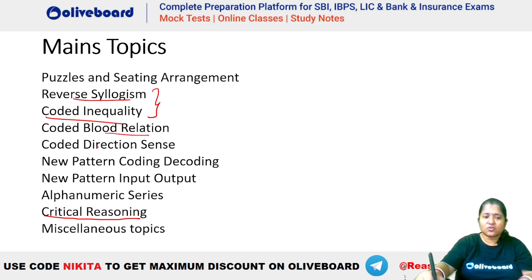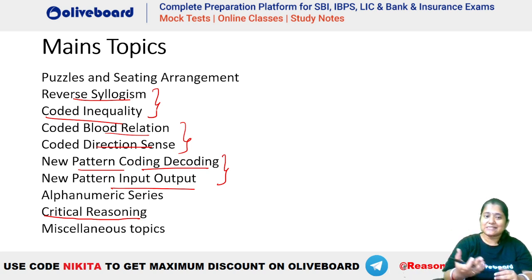Coded blood relation or coded direction sense, generally you will see that it will again be a set of 3, right? Coding, decoding, new pattern coding, decoding based on rules, new pattern input output, which will be a bit tricky, again can be based on rules as well. So you will see that a set of 5 can be here, then 5 questions from here, 5 questions from here. Then puzzles and seating arrangement, at least 25 questions will be there in your mains examinations from puzzles and seating arrangement.